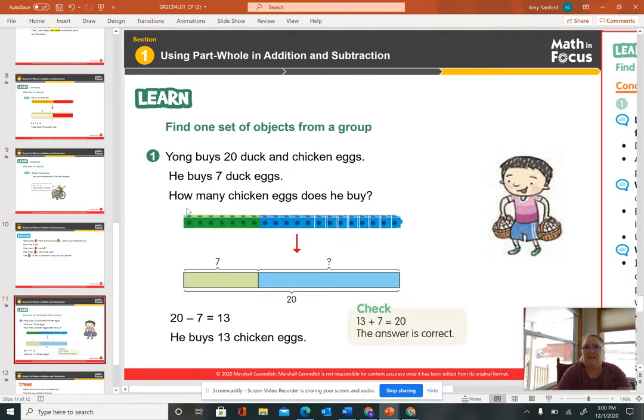So in the next one, it says find one set of objects from a group. So problem number 1, Young buys 20 duck and chicken eggs. He buys 7 duck eggs. So how many chicken eggs did he buy? Well, you notice here's our 7 in green duck eggs and our total of 20 duck and chicken eggs. So if we took the 20 and we subtracted the 7, he would get 13 because 13 plus 7 equals 20. So that's how I know that he got 13 of those chicken eggs.